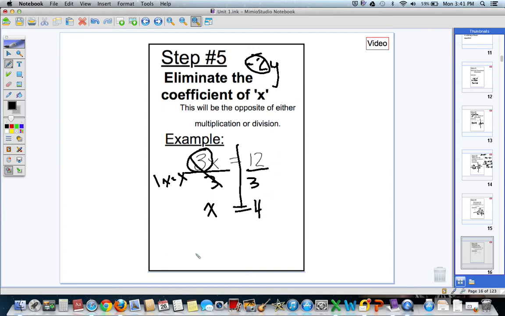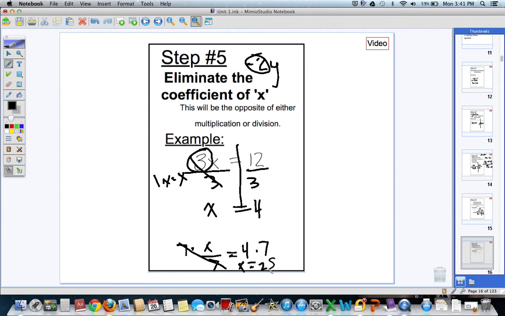On the other hand, if this was a division problem, just say we had x divided by 7 equals 4. Since this is division, we do the opposite and we multiply. These are going to cancel out because it's going to be 7 divided by 7, which is 1. 4 times 7, I'm going to get x equals 28. So there's both ways.